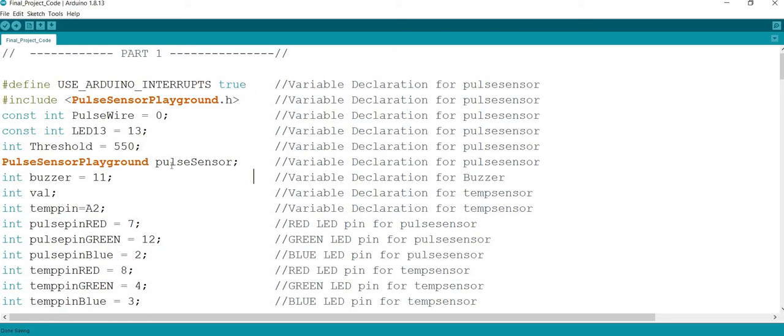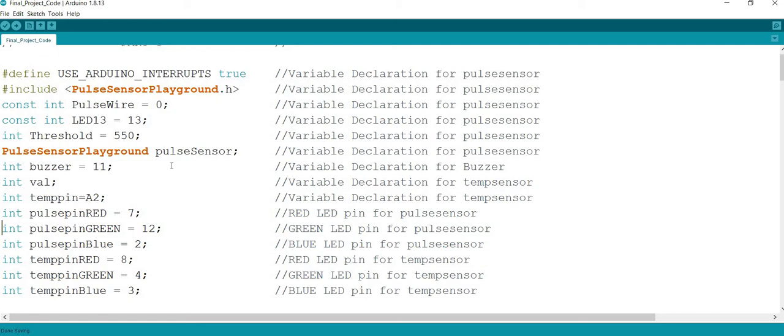And the next variable is int buzzer equals 11. This is basically because our buzzer is connected to pin 11 of the Arduino board, and from the next line all these variables are for the temperature sensor. As you can see, we are using the pin A2 so that it can send its analog signals to the A2 pin of the Arduino board. And then after the temperature sensor, these variables are for the LEDs. So these are basically how we have defined the connections for the LEDs.